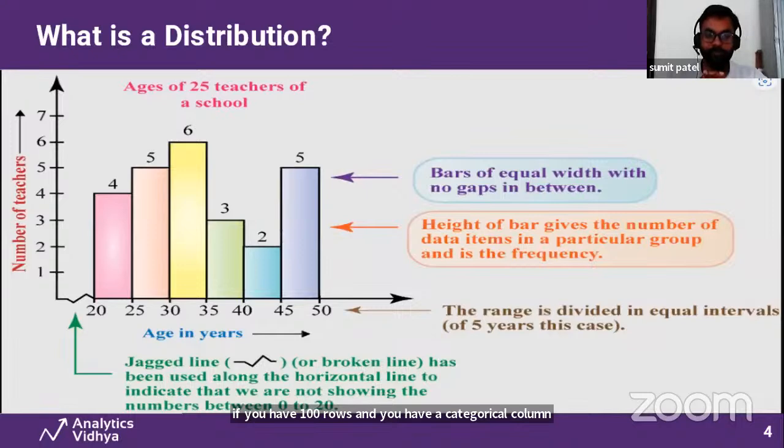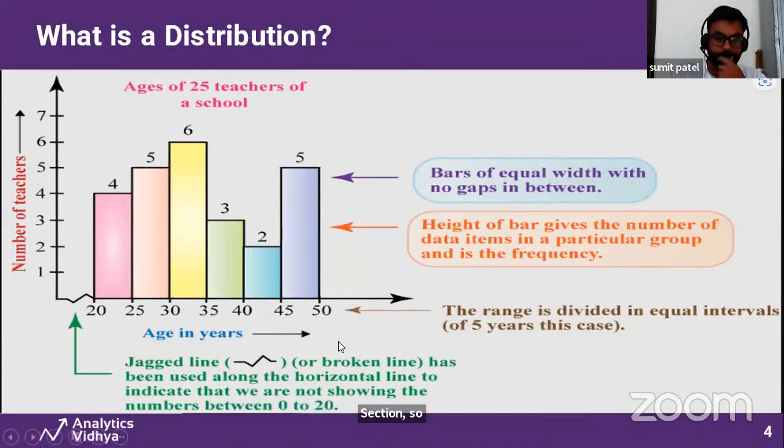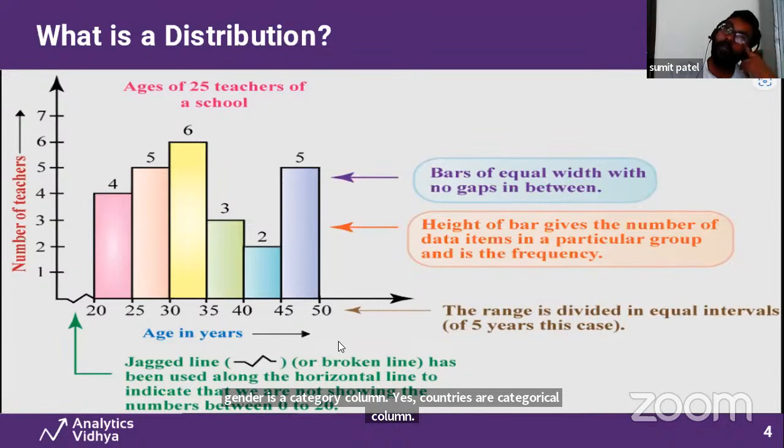can you give me an example of a categorical column? Put it in the chat section. If you have any questions, put them in the Q&A section. Yes, gender is a categorical column. Yes, country is a categorical column. Name is not a category.